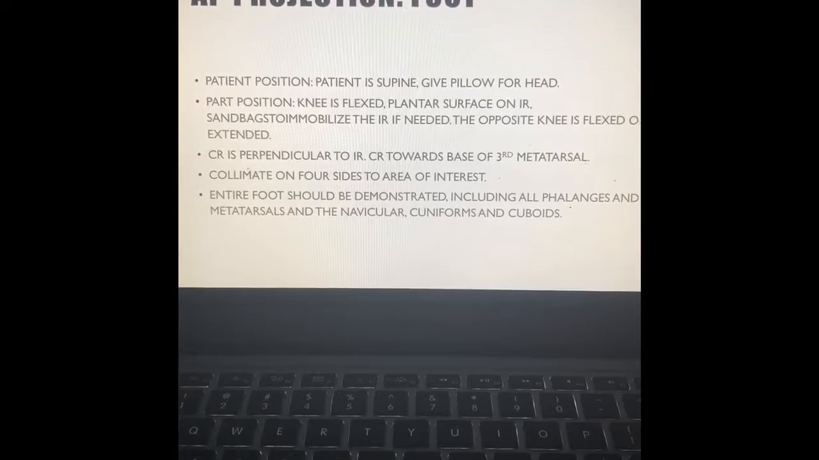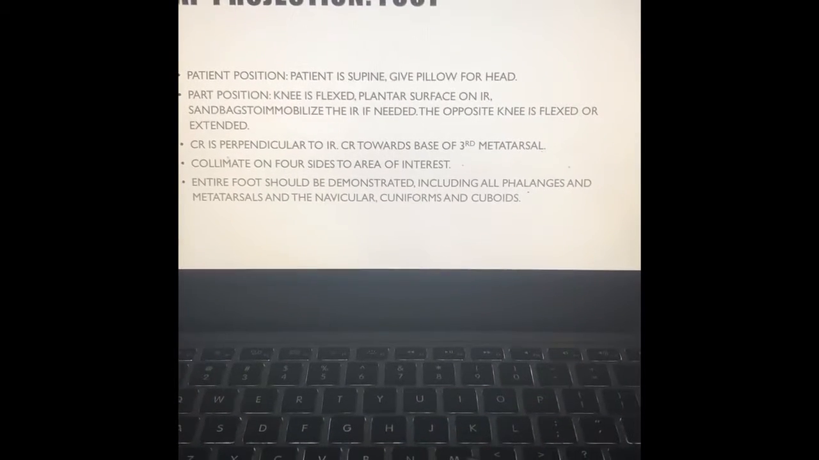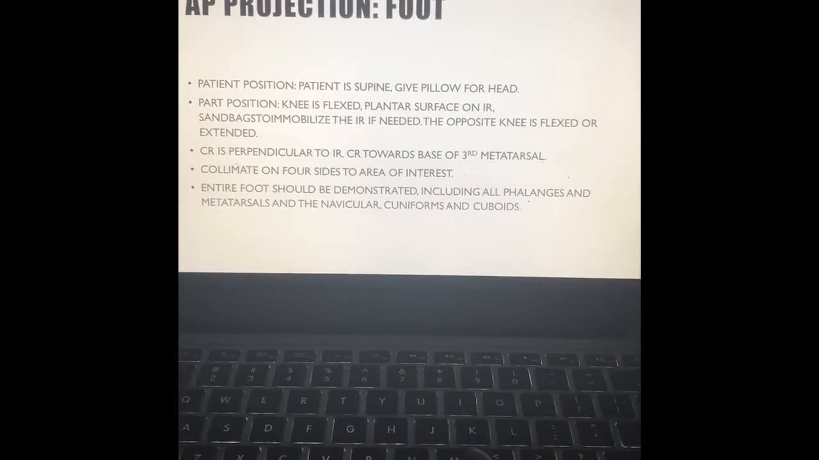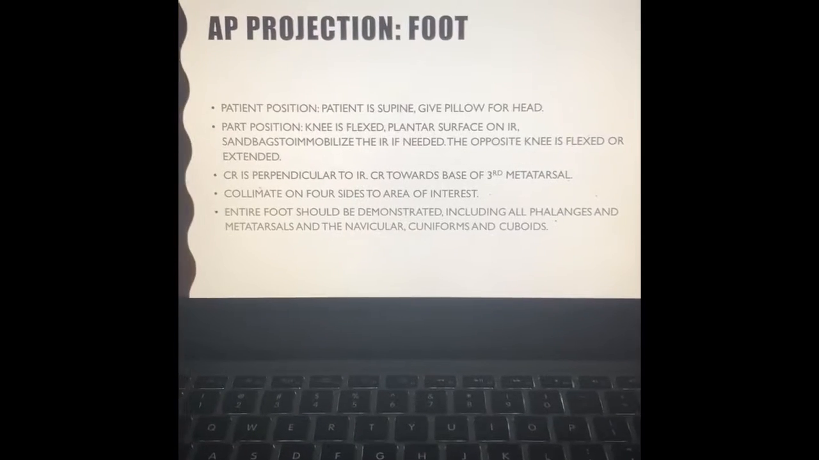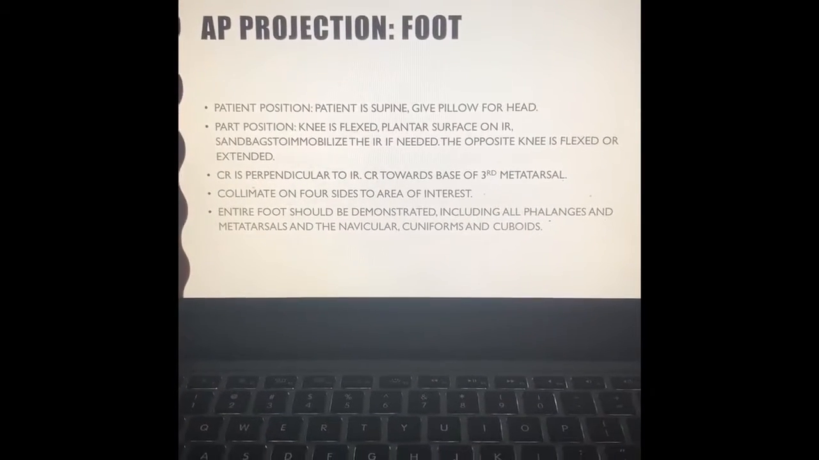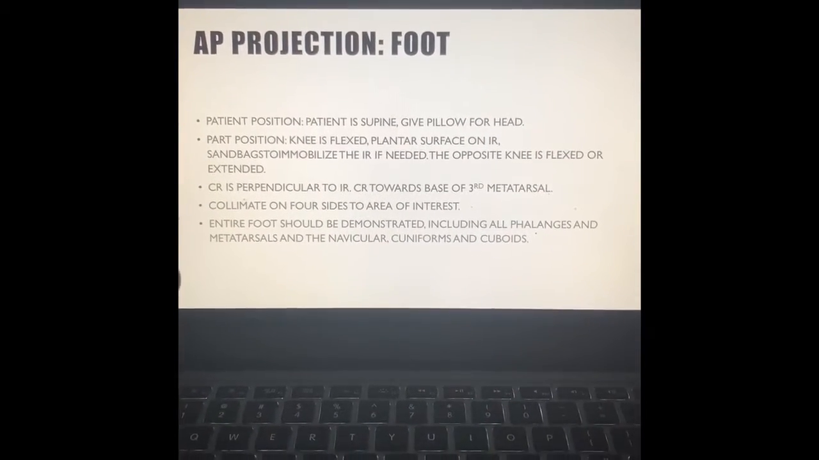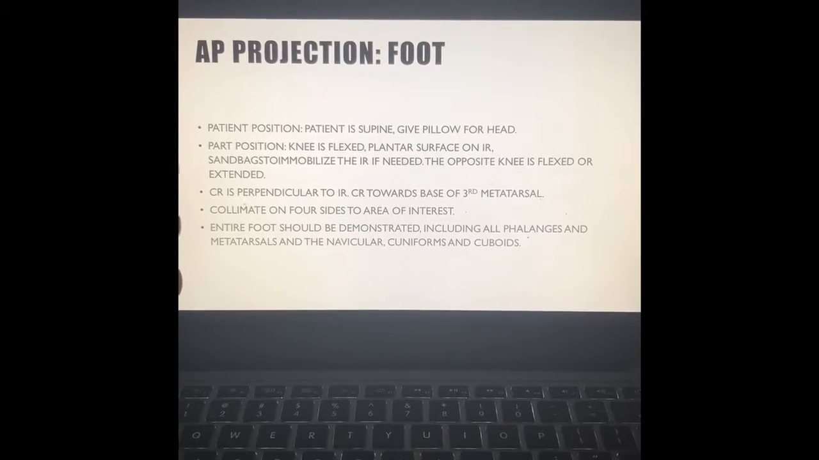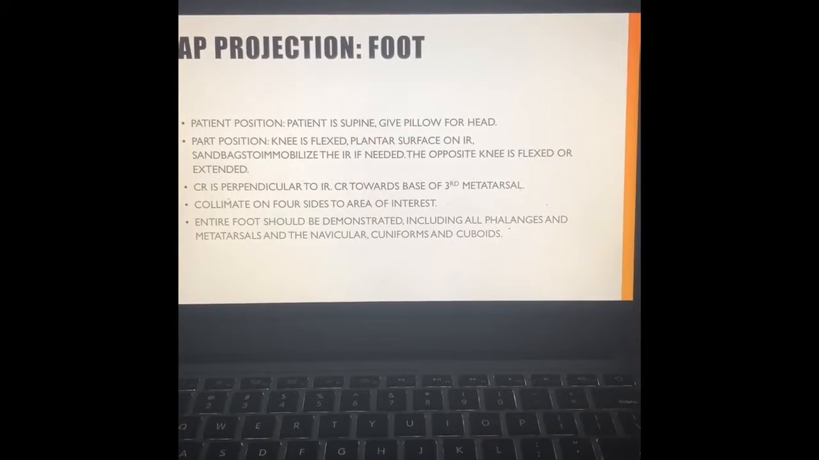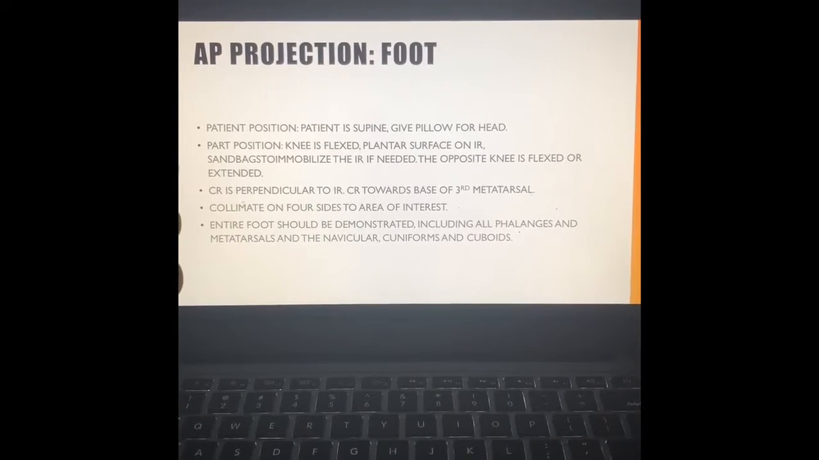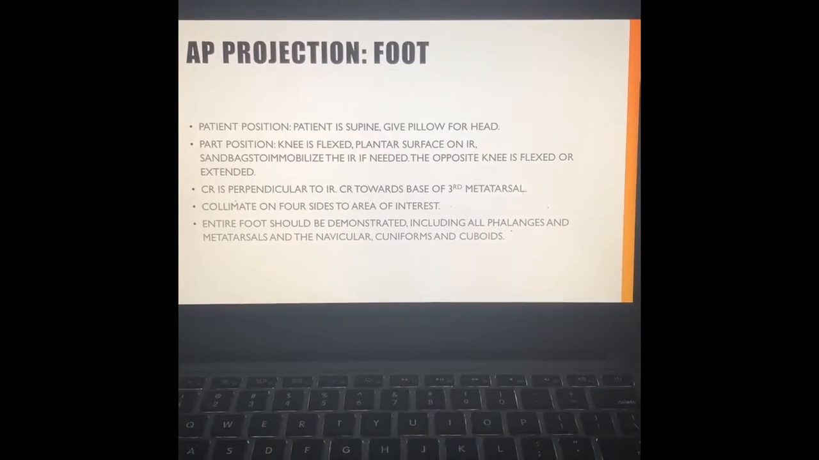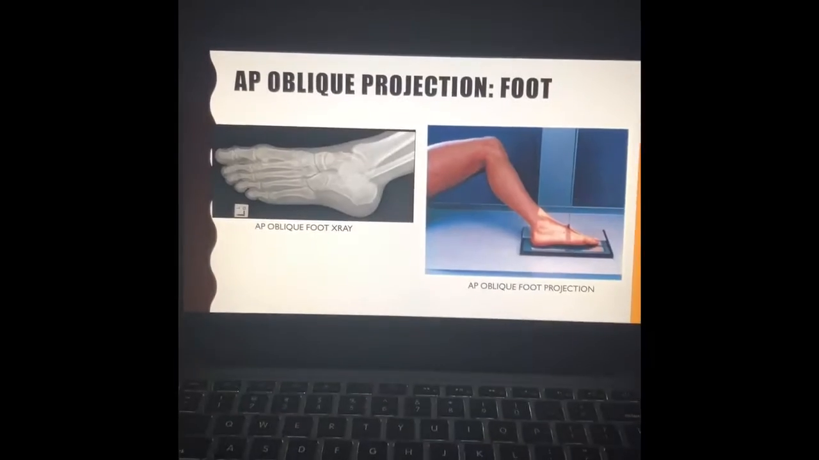CR is perpendicular to IR. CR is directed towards the base of the third metatarsal. Collimate on 4 sides to area of interest. The entire foot should be demonstrated, including all phalanges and metatarsals, and the navicular, cuneiforms, and cuboid.